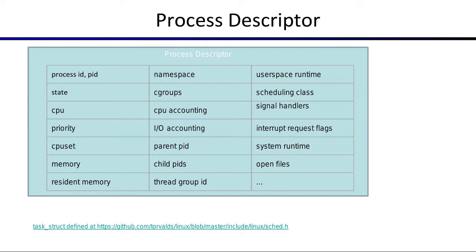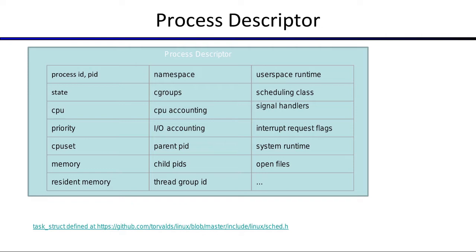Well, to start with, there is an identifier. It's a PID. PID stands for process identifier. The state is needed, the CPU is needed, the priority of the process is needed. What CPU sets did the process choose to operate on? What virtual memory have we given the process to run on? How much of the process is actually in the resident memory?